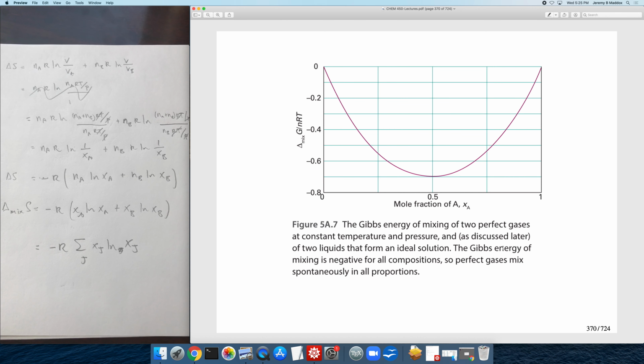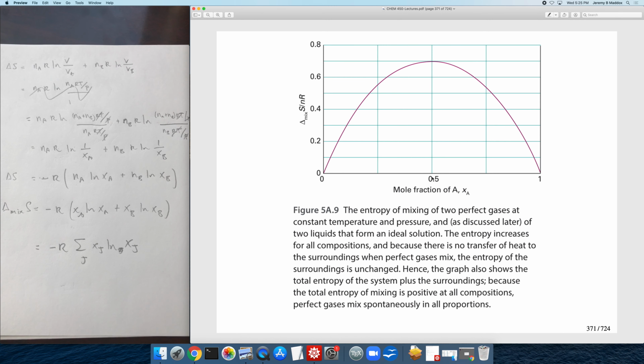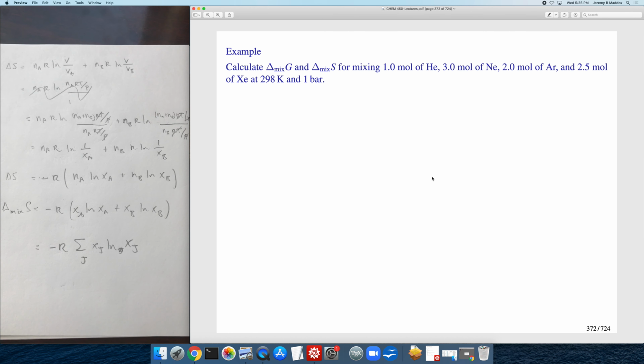Well, here's a plot of delta G for mixing. You see that it becomes most negative for a 50-50 mole fraction mixture. Here we have the delta S, which is just the opposite sign and off by a factor of temperature. So it peaks. The amount of entropy produced peaks for a 50-50 mole fraction mixture of ideal gases.